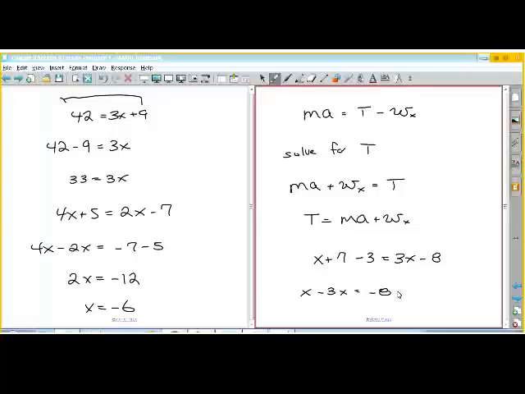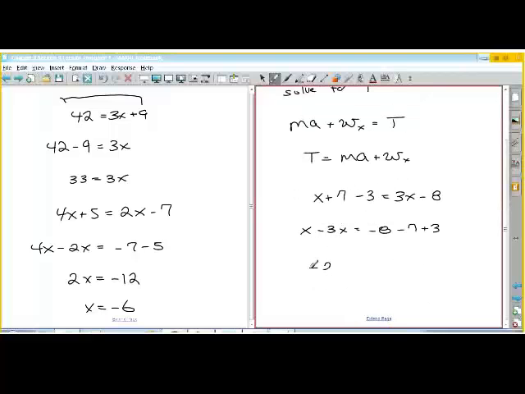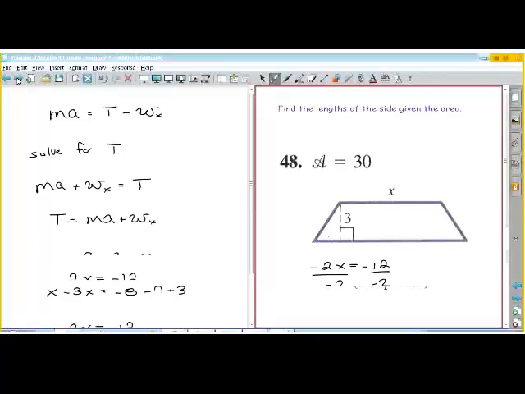And then the constants, I would move the 7, so that would become negative, and the negative 3 would become positive. And then I can combine like terms, so I get negative 2x is equal to negative 12. So I don't know if anybody teaches you that way, but you get x is negative 6. So, little word for the wise.